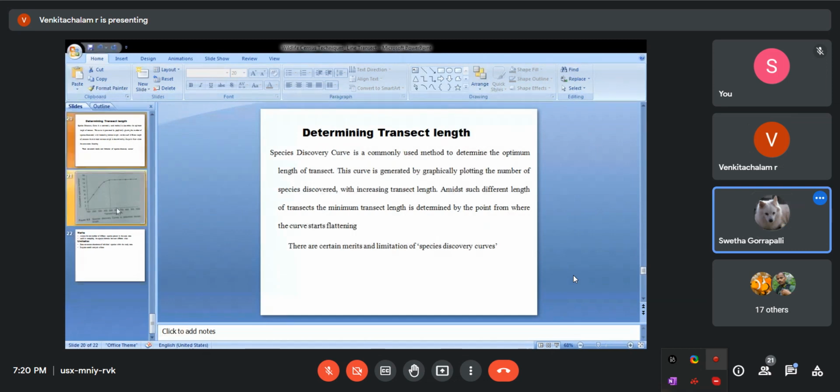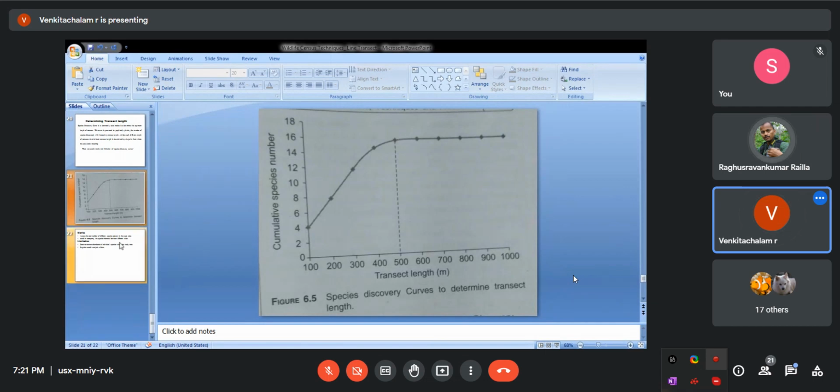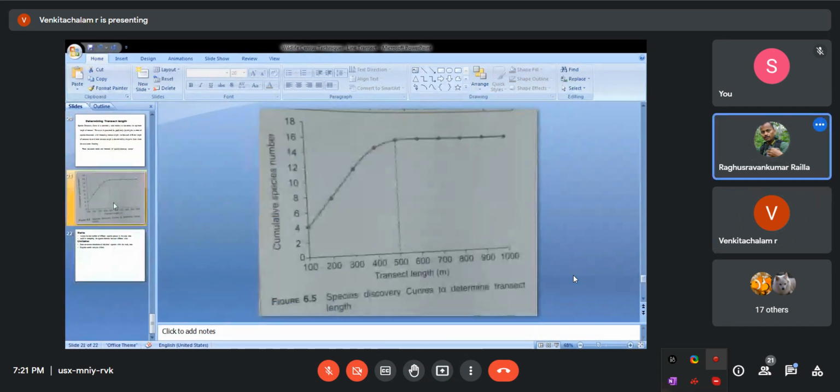That means you covered 500 meters in the particular transect. For line transect, we have a limit on the transect length. Transect length determination will happen after the field work, according to how much you covered. It's not a fixed length.